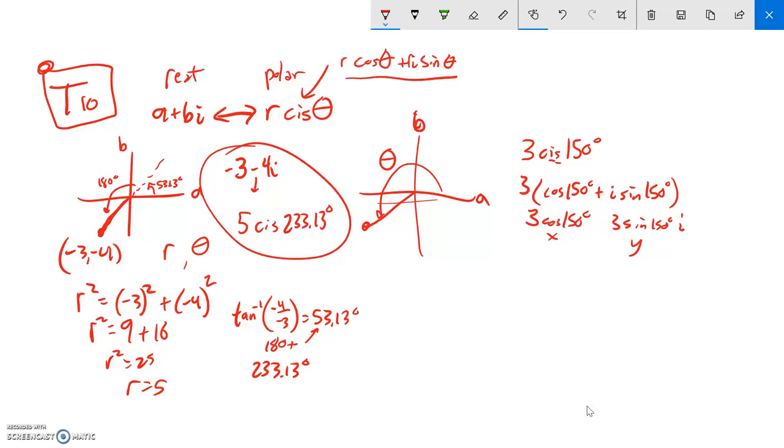So let me see, 3 times cosine of 150 is about negative 2.60. And 3 times sine 150 is about 1.5. But notice I'm not converting it just to the point. I'm trying to convert it to the imaginary number, that plus that i. All right, so there is my imaginary number right there in a plus bi form.